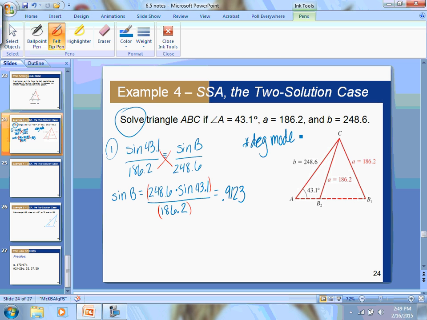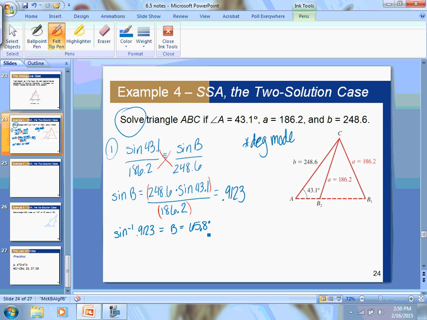Okay. Now, on the previous slide, we said that we have to watch out for when the sine value is less than 1. Here we have the sine of B giving us a value that is less than 1. 0.9123 is less than 1. So when we do this on our calculator, you're going to do the inverse sine, or sine to the negative 1, of 0.9123, and that will get you the measurement for angle B. And it will get you 65.8.